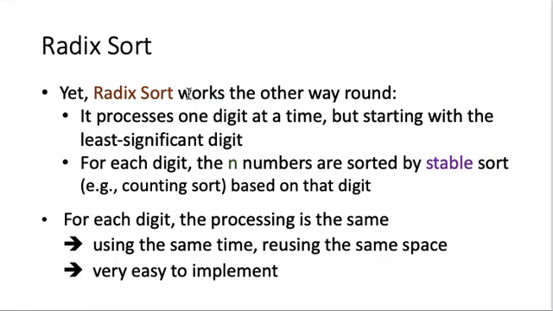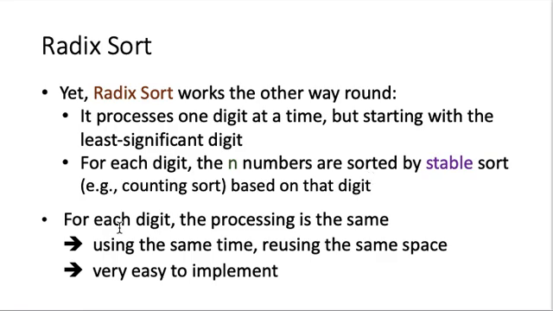Now radix sort works the other way around. First of all, it is similar to what we have discussed, but here we are processing one digit at a time, starting with the rightmost or the least significant digit. The good thing about radix sort is that for each digit, the n numbers are sorted by stable sort based on that digit, and we are sorting all the numbers together rather than separating them into different groups.